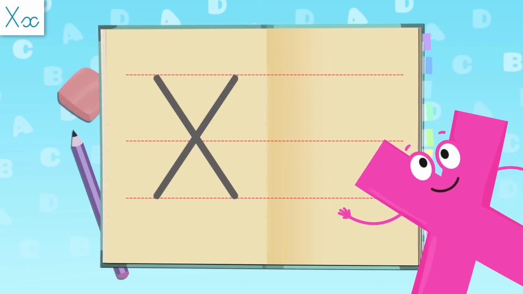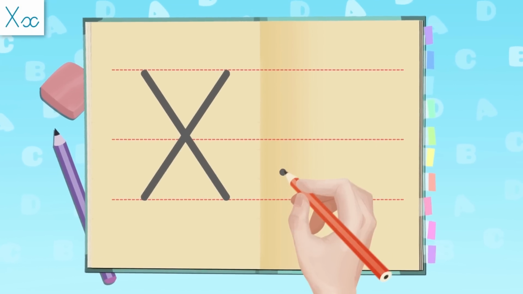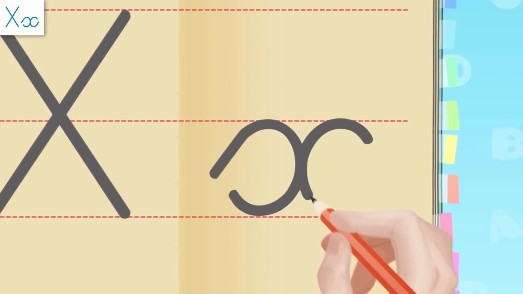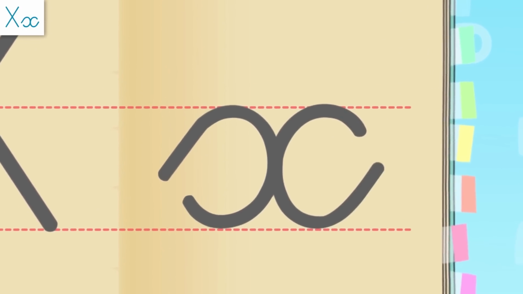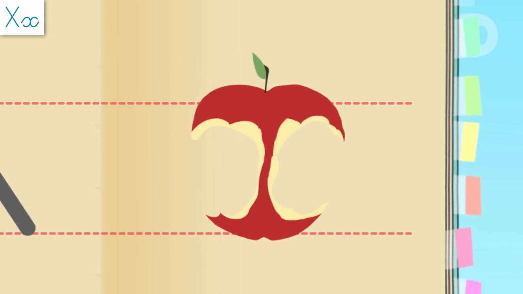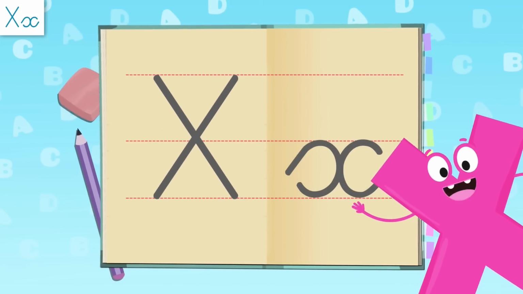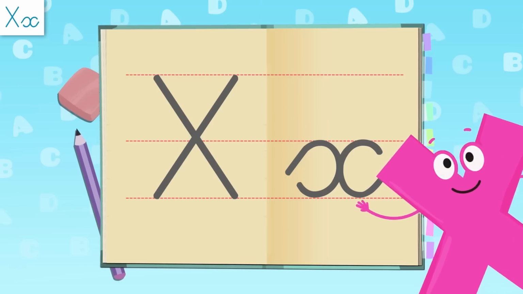Now we're looking to write in the lowercase. Let's make an almost full circle until here, and then we will do the same on the other side except for the opposite direction, like this. Great! I look like a half-eaten apple. Try it at home with pen and paper. It's super easy. Yay!